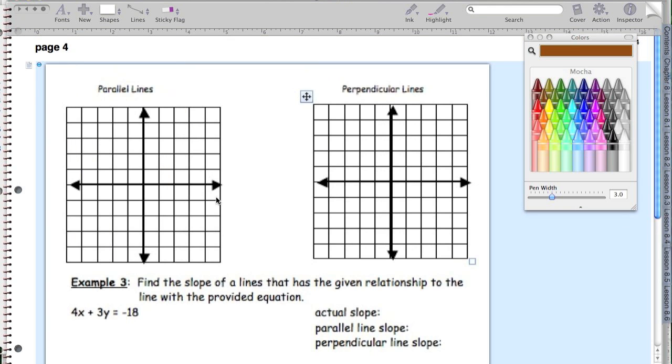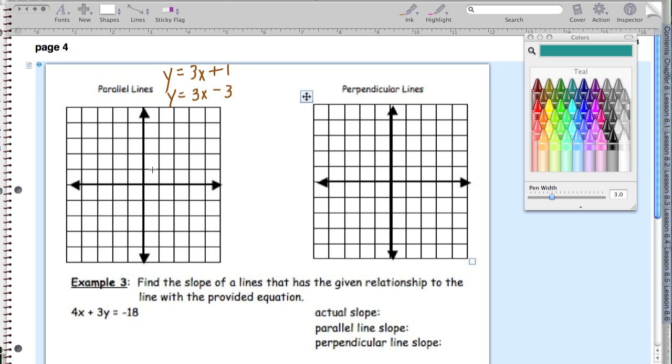Last page of this lesson. So let's take a look at some parallel lines and perpendicular lines. I'm going to take two example parallel lines. y equals 3x plus 1 and y equals 3x minus 3. So we know they're parallel because they have the same slope.